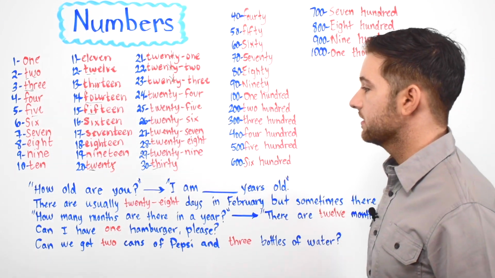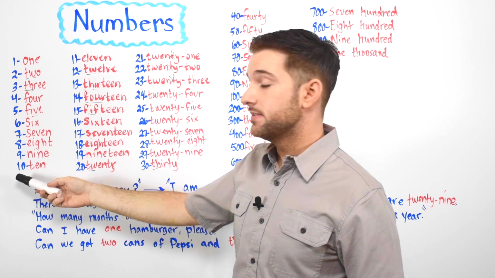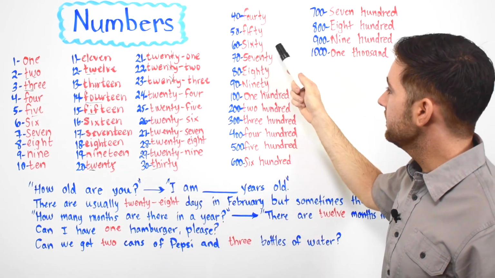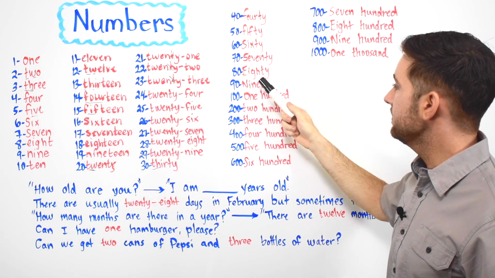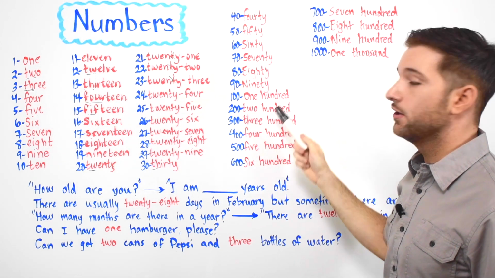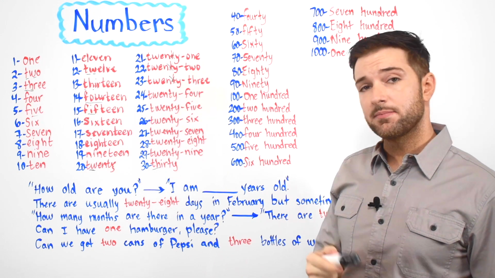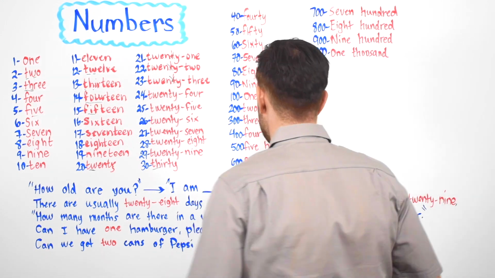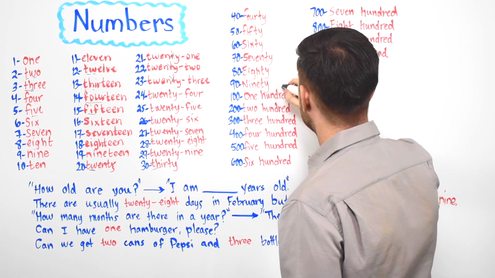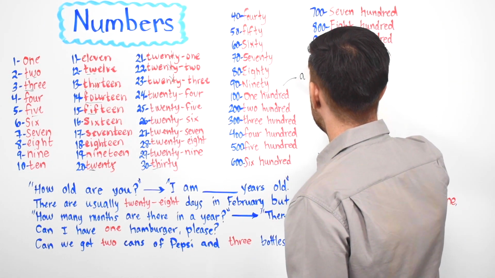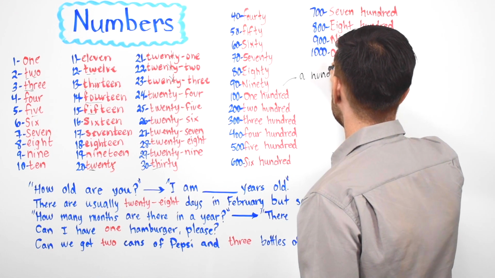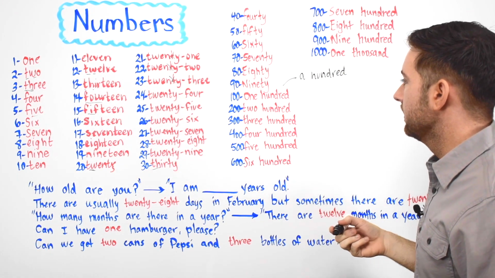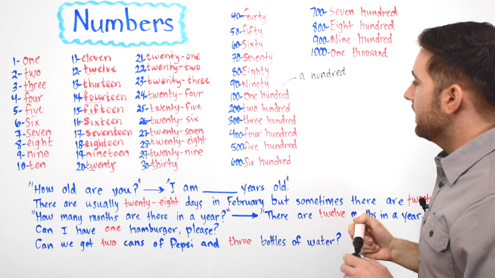Okay, so let's start with 10. 10, 20, 30, 40, 50, 60, 70, 80, 90, and 100. Okay? Sometimes instead of one hundred, you'll hear people oftentimes say a hundred instead of one hundred. They'll say a hundred, like this. Okay? All right, so let's go ahead and look here.